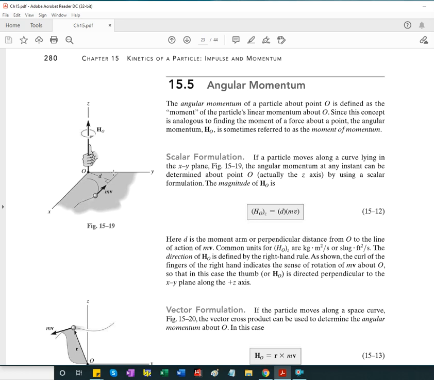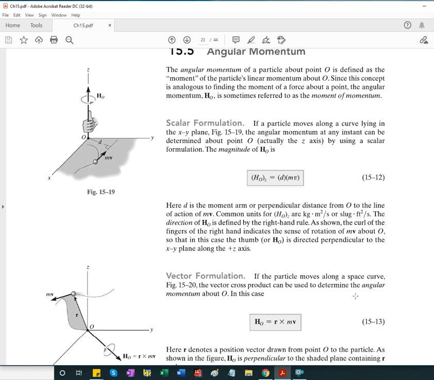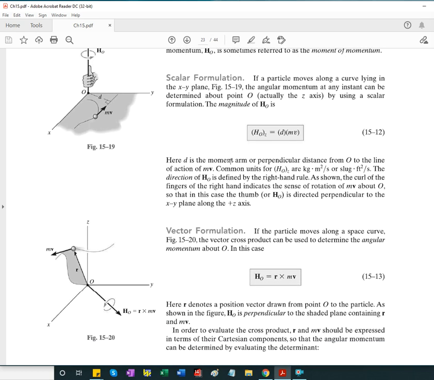Notation is h and o, indicating about what point that's calculated. And in general, if we use vector cross products, we can define angular momentum as shown here. So position vector crossed with linear momentum.